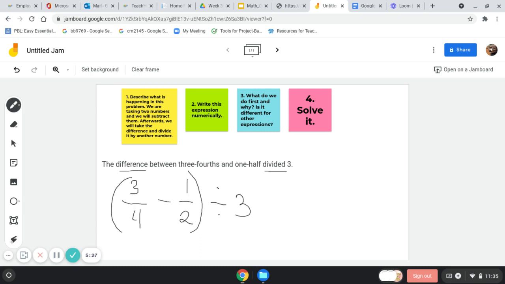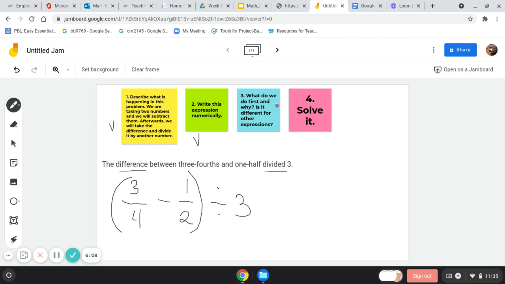Okay, so write this expression numerically. We just did. We have 3/4 take away the half, which is what's indicated right here, the difference between 3/4 and a half. And now we get that difference, and then we are going to divide it by 3, which is what's indicated here. So good. We are done with our first part and with our second part. Now we're up to our third part.